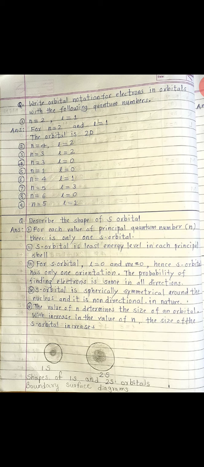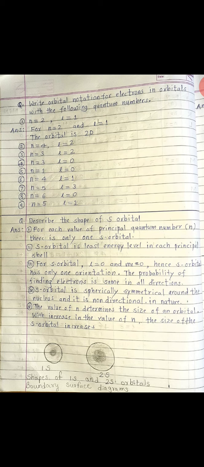S orbital is spherically symmetrical around the nucleus and it is non-directional in nature. s orbital का direction नहीं होता है, देखो spherical है. The value of n determines the size of an orbital. The value of n means principal quantum number. With increase in the value of n, the size of s orbital increases.